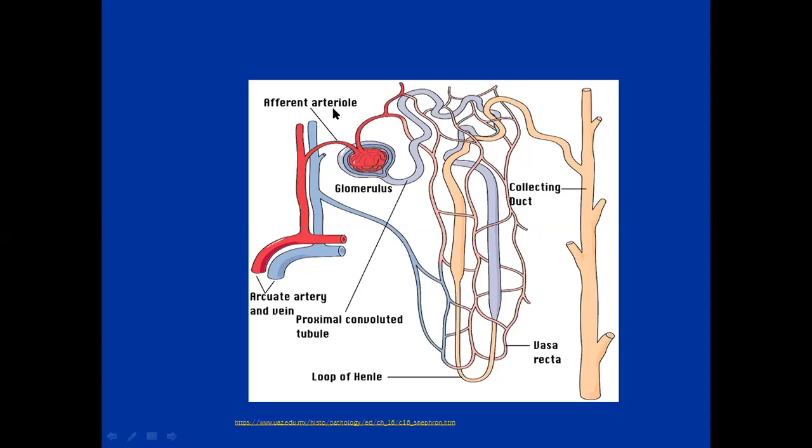So it's called an arteriole because it's very small, and because it's taking blood in towards something, it's called afferent. So an afferent arteriole leads into the glomerulus, and what it does is it divides into a whole network of capillaries, which is called the glomerulus, which is inside the cup of Bowman's capsule. Those capillaries then rejoin and form the efferent arteriole leading out.